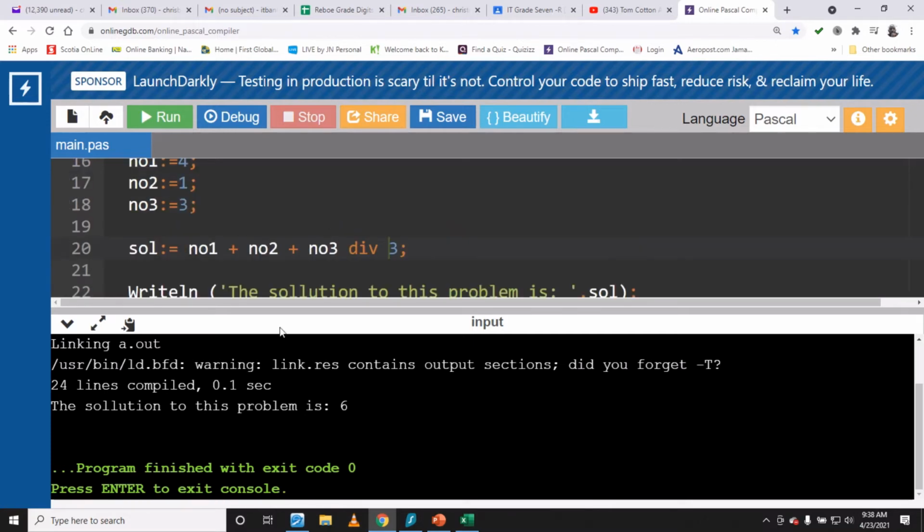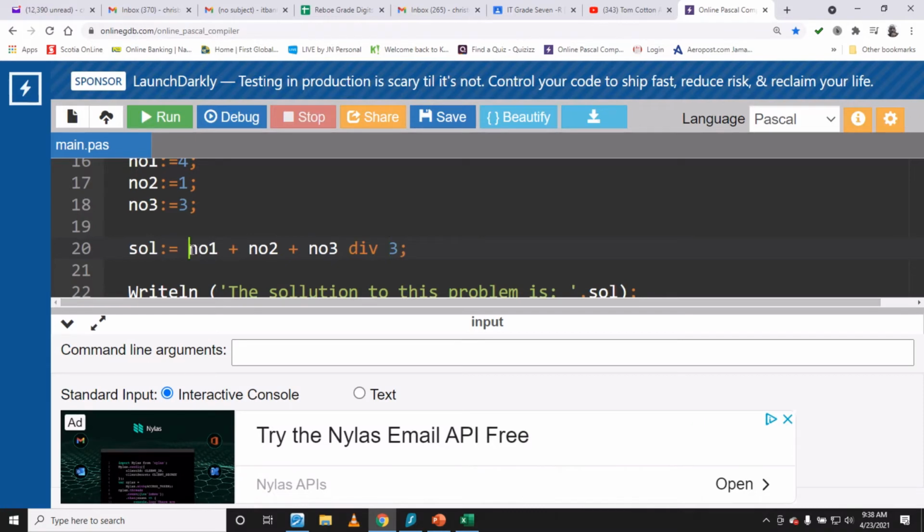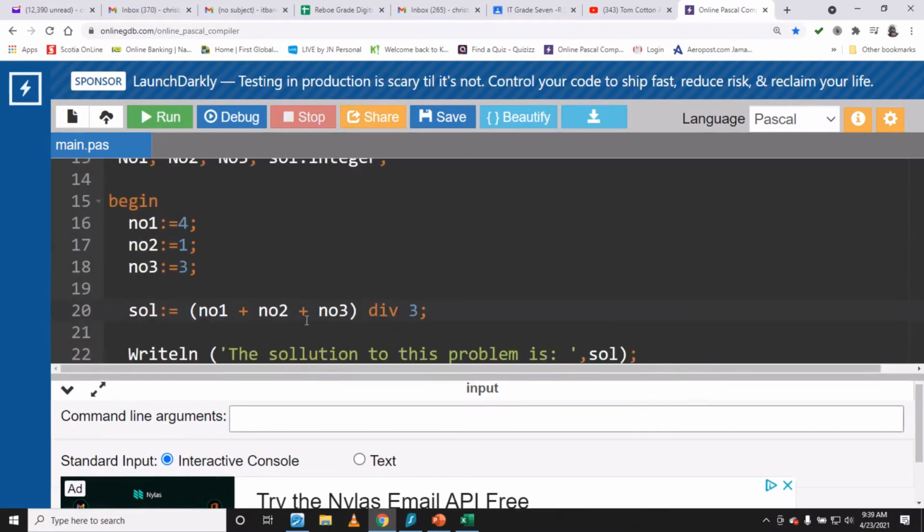As opposed to, let's look at the difference here. If I were to put these in brackets, doing a true average situation, here is what we're talking about. We're saying to the computer, add up num1, num2, and num3. Add those three numbers first. So it's 4 plus 1, 5 plus 3, which is going to be 8. And then what you do is divide that now by 3.